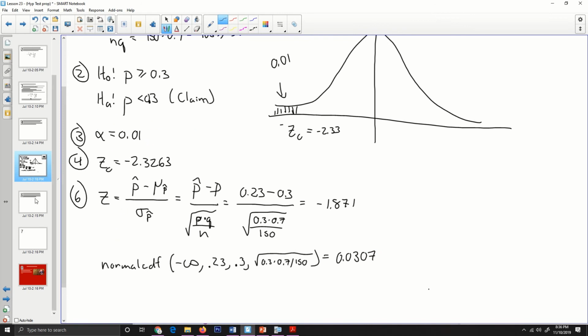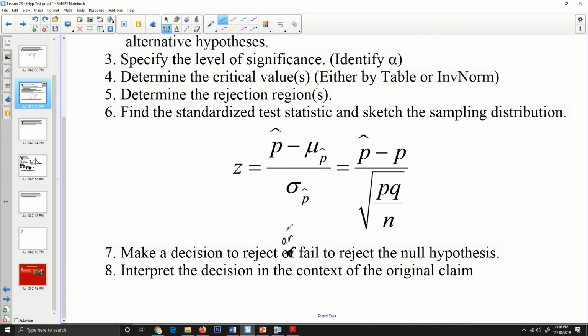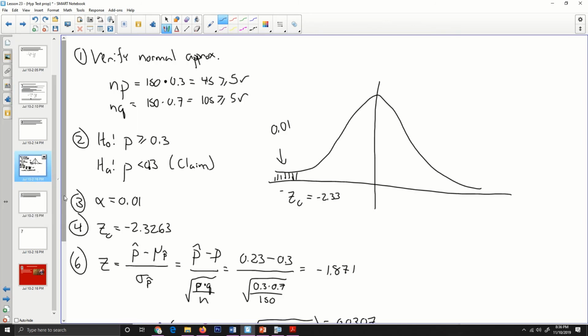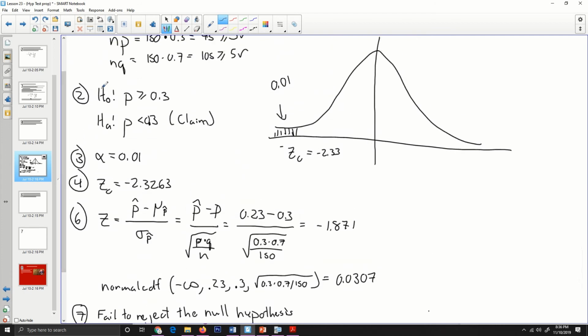So in both cases, in step number 7, we're going to make the decision to reject or fail to reject the null hypothesis. So in number 7, we fail to reject the null hypothesis. And because we are rejecting this, we are going to say that there is support for our claim.